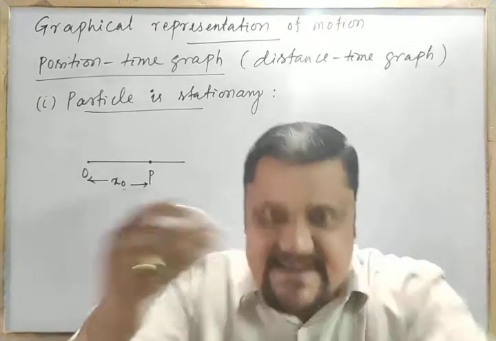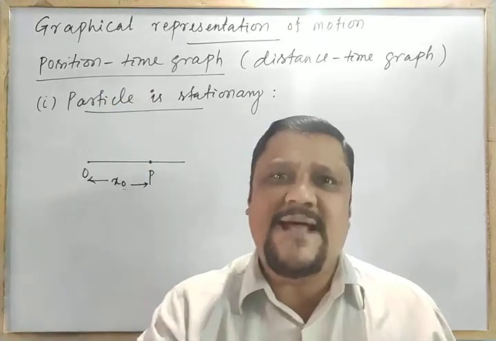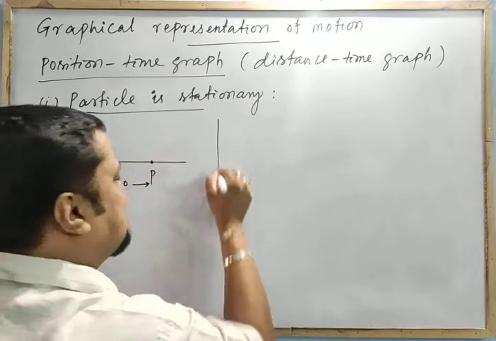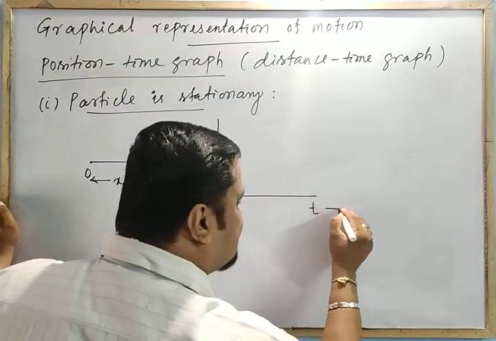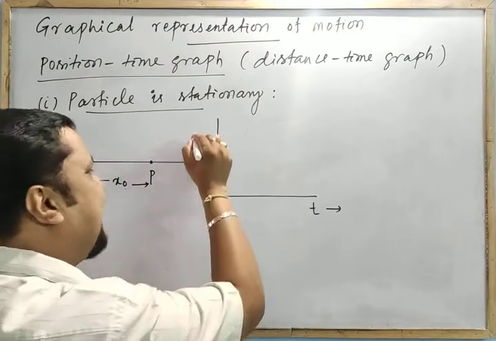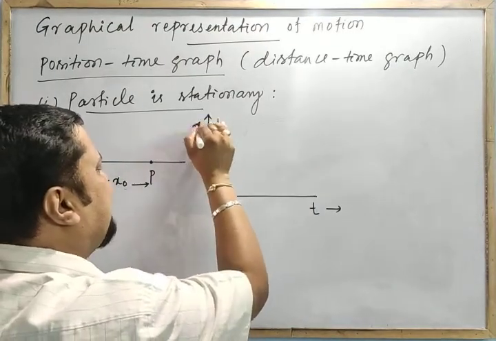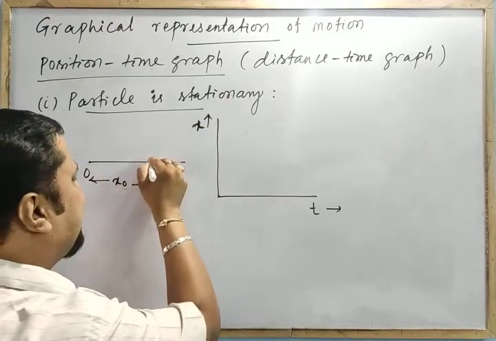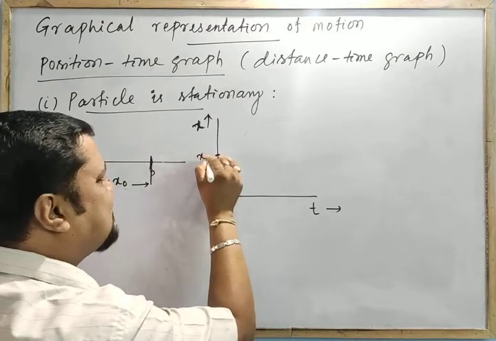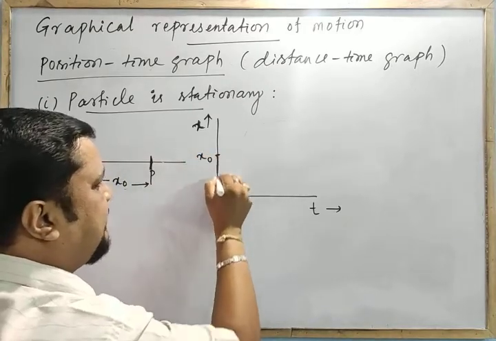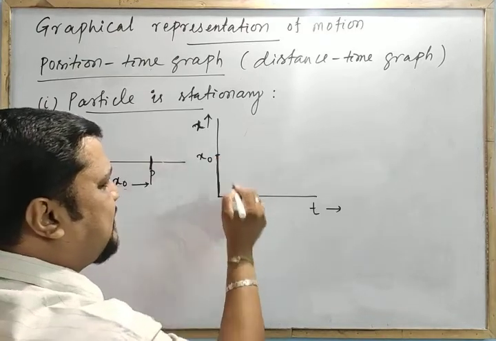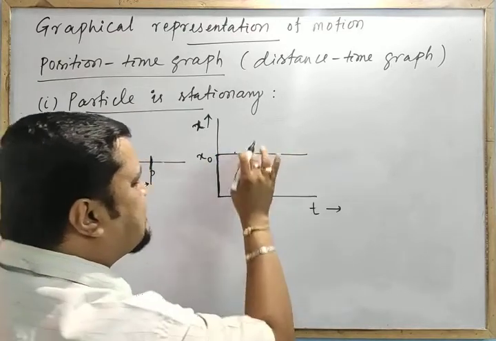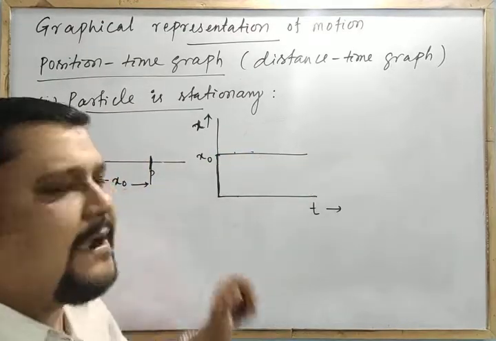So when time passes, you find the particle is at the same position P. How to represent that graphically? The simple logic is that I will consider the time axis t along the x axis, independent, and the position as x. At time t equal to 0, where is the particle? At P. Suppose this point is your x naught. This distance is your x naught. So at time t equal to 0, the particle is at x naught. At another instant, the particle is still at rest. So if you join all these points, you will get a straight line parallel to the time axis.